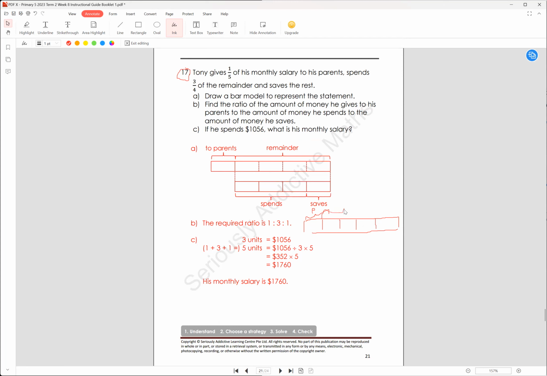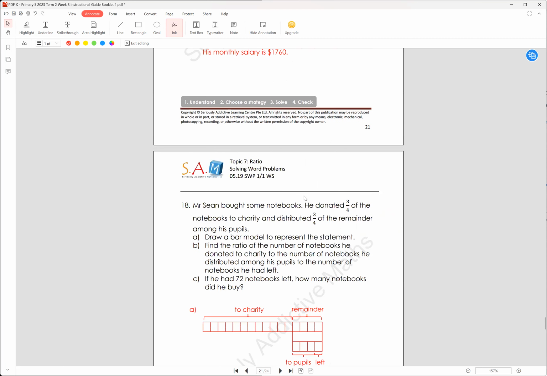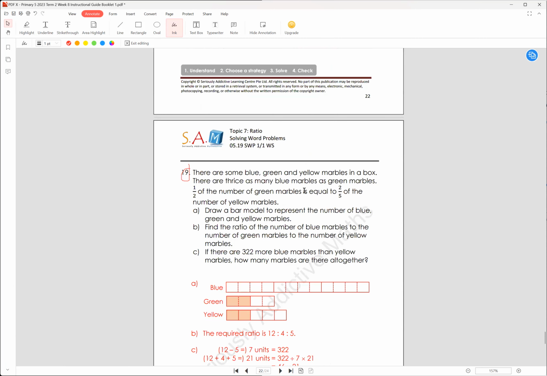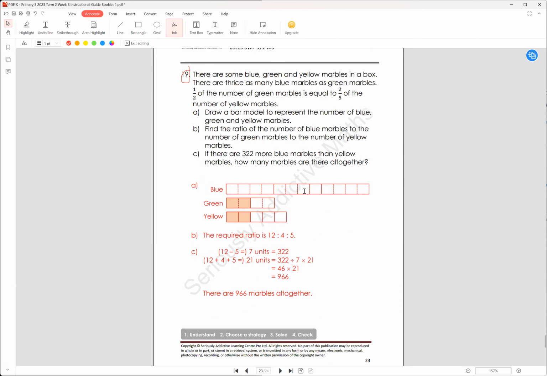3/4 remainder is for spending. So this is spending, and then 1/3 is saving. So I need to differentiate a bit, otherwise all the S's look alike. So this is save. Okay, so find the ratio of the amount he gives to parents. So there's 1:3, 1 unit to 3 units. Okay, and then after that, you can solve the rest of the question. So that's it, right? If there's time, do show them this as well.